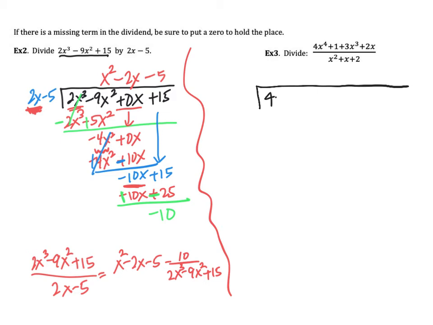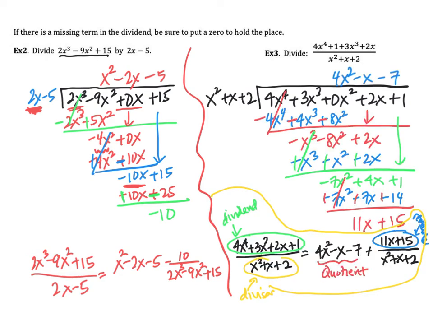So I'm going to put this in descending order, 4x to the 4th plus 3x cubed. Oops, I don't have an x squared, so I'm going to put a placeholder there. So I had to do it in descending order, and I had to put a placeholder. Then I'm going to make sure what I'm dividing by, or my divisor, is also in descending order. So go ahead and pause and try this one on your own.